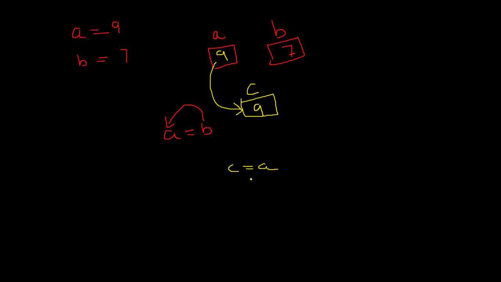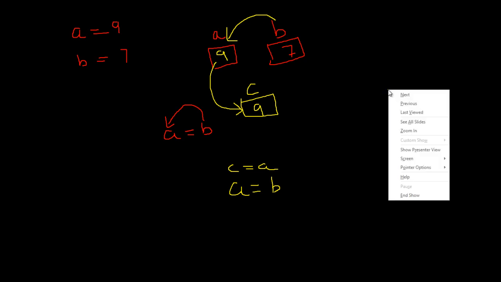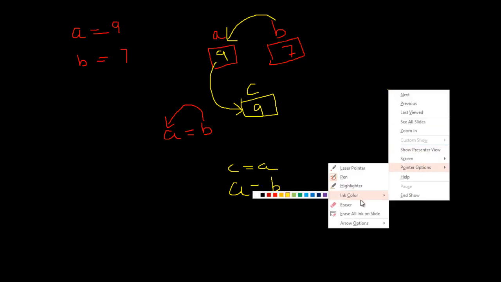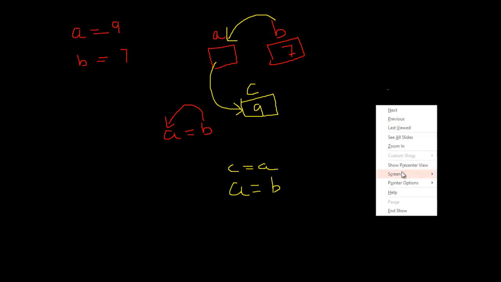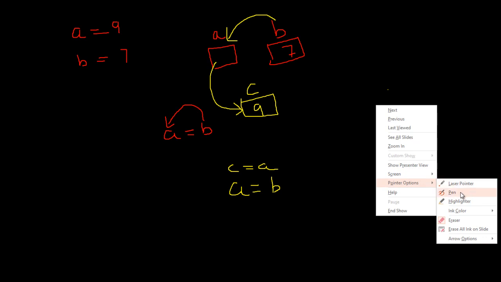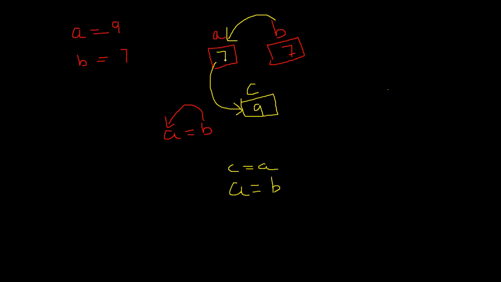After this code I will write the next line, a is equal to b. When I write this line, what will happen? The value of b gets stored in a, right? So what will a get? The value 9 is removed from it, and the variable a gets the value 7. But no need to worry, because the value of a is already preserved in c.